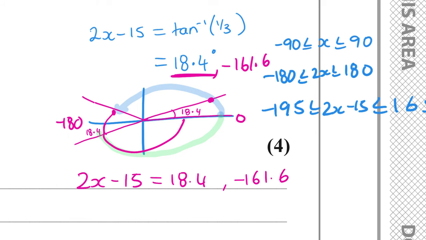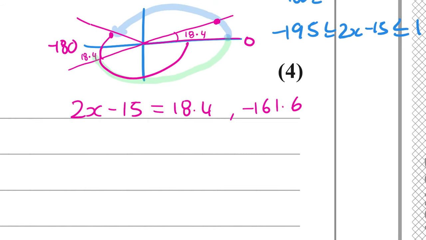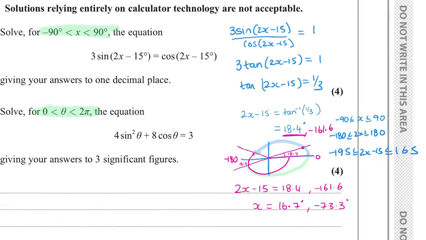What am I going to do? I'm going to add 15 and then divide by 2. So if I add 15 and then divide by 2, I'm going to get 16.7 and negative 73.3 degrees. This is going to give us a full 4 marks, okay? I just did this in the calculator: 18.4 plus 15 divided by 2. Right, so that question is done.